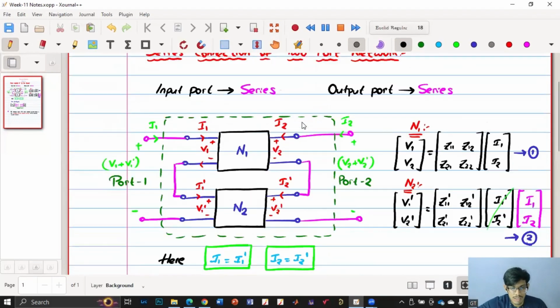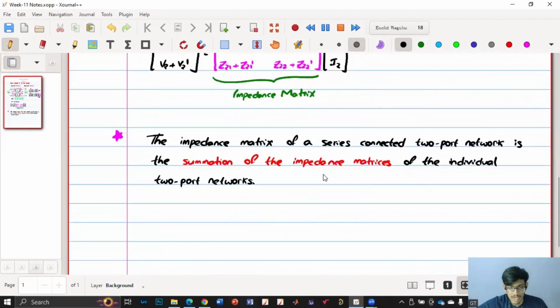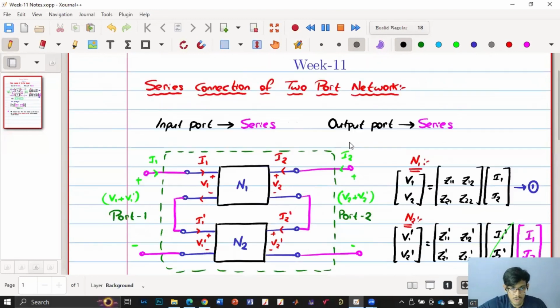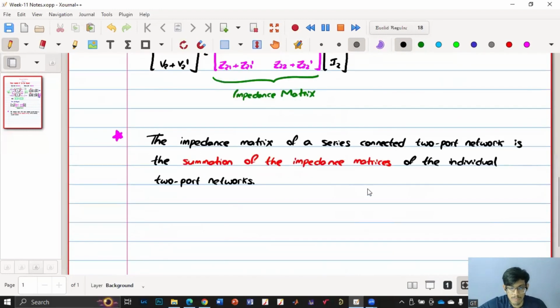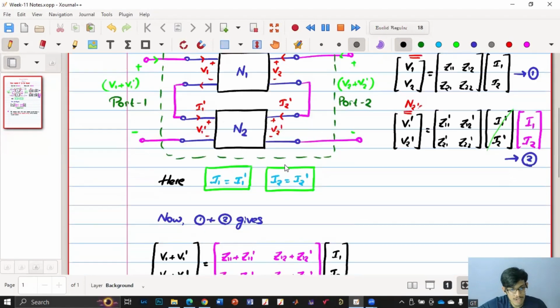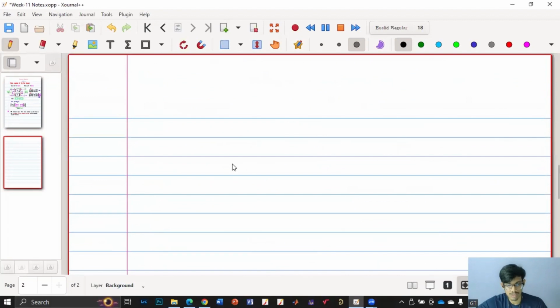So when there is a series connection of two-port network, then we'll calculate the Z parameters, and then we can get the overall impedance matrix of the series connected two-port network is just the summation of the impedance matrices of the individual two-port network. So now, in the same way, we can do for parallel connection of two-port network as well. So let us quickly do for parallel connection as well.